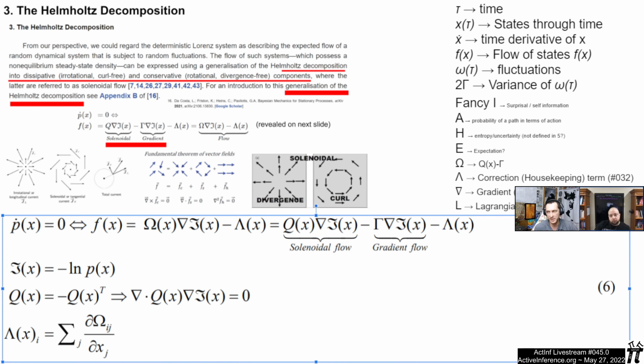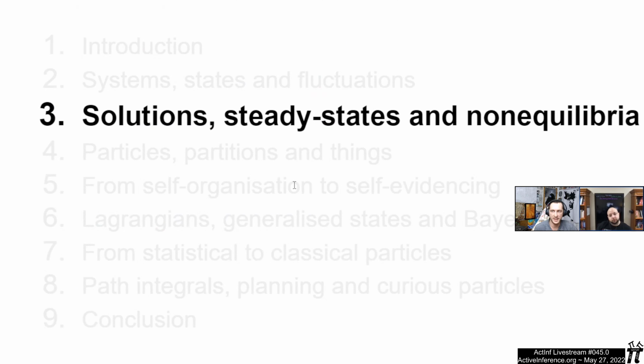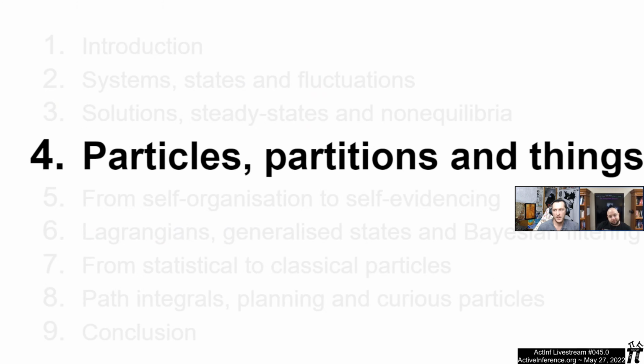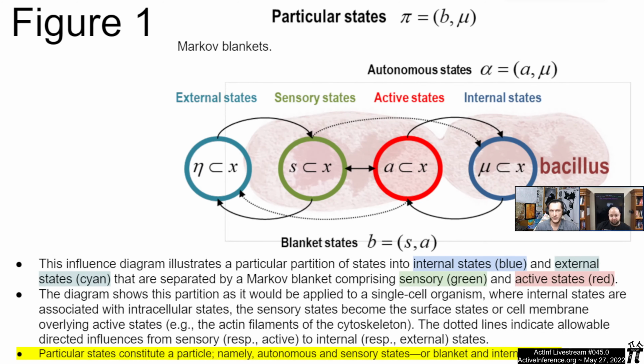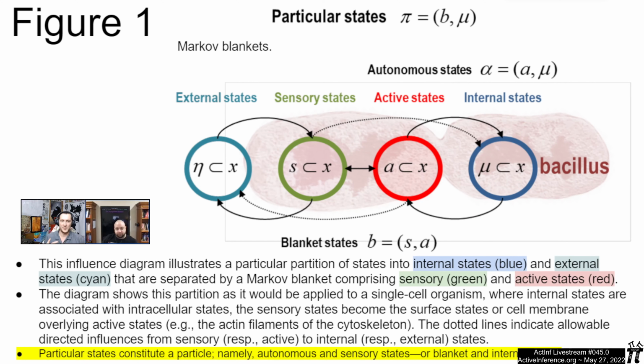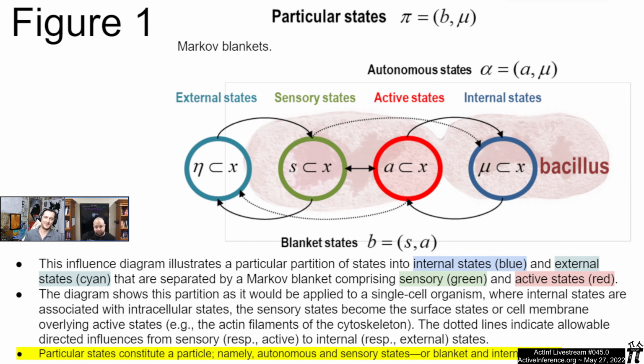So that's section 3 on solutions, steady states, and non-equilibria. Now we're going to really get to Markov blankets. Particles, partitions, and things in section 4. All right, so what do you see in figure 1?